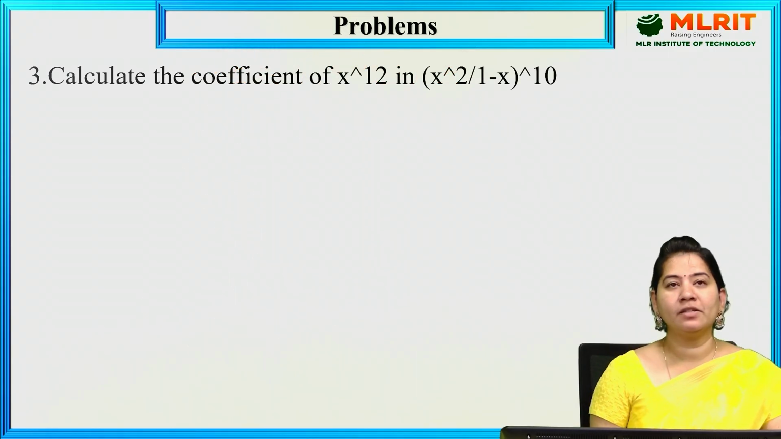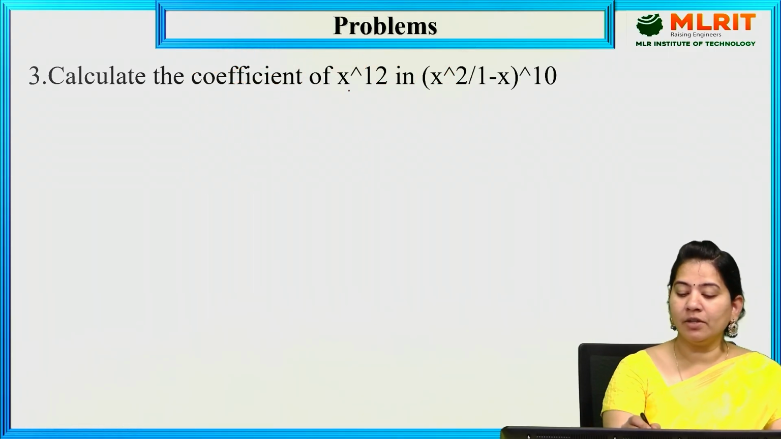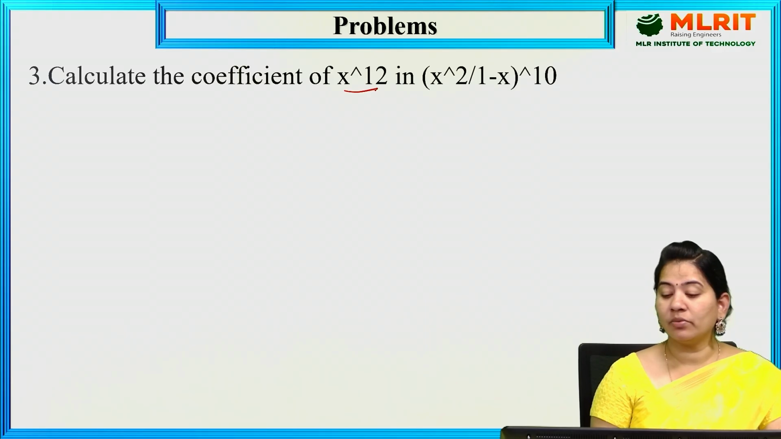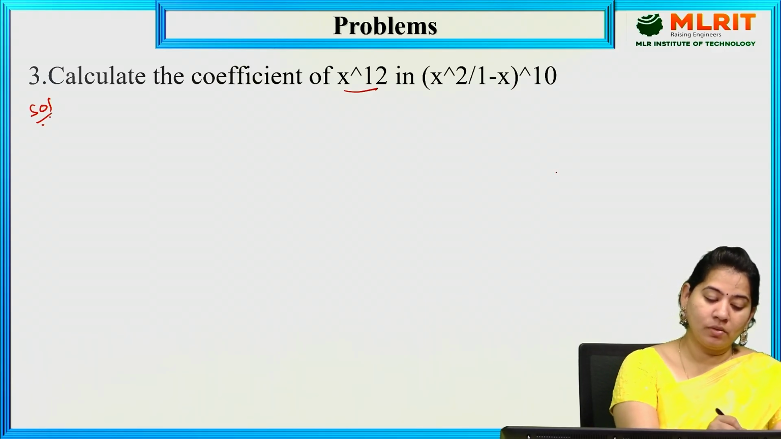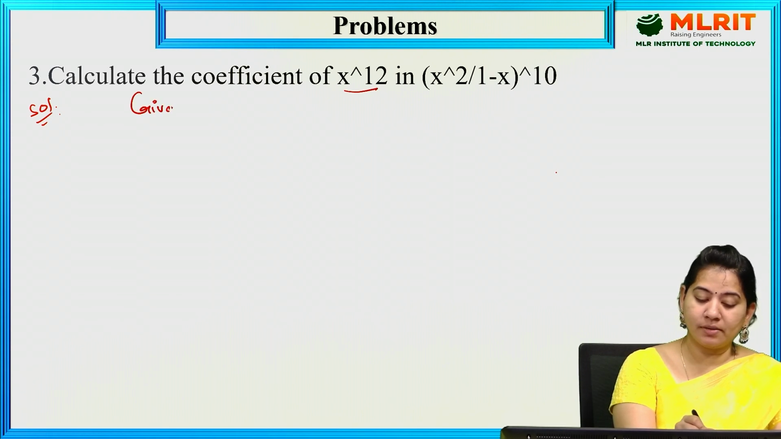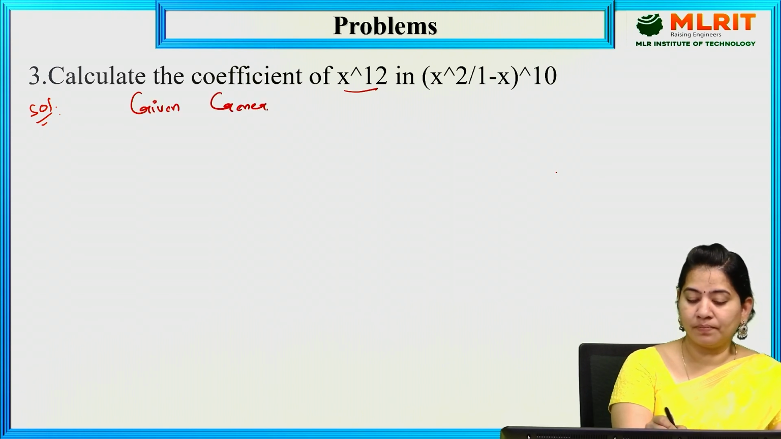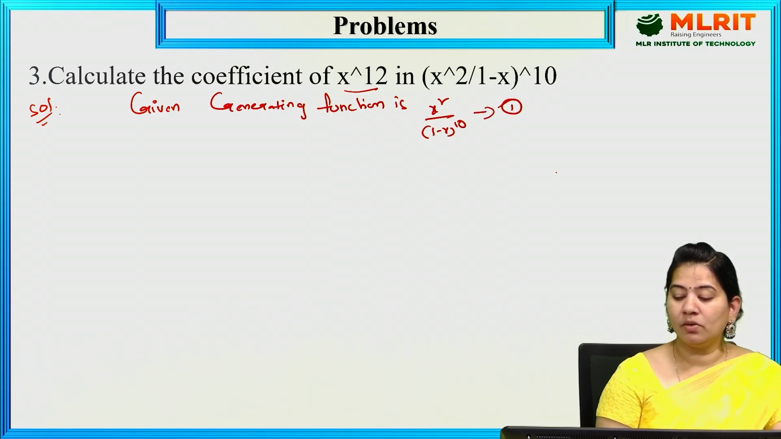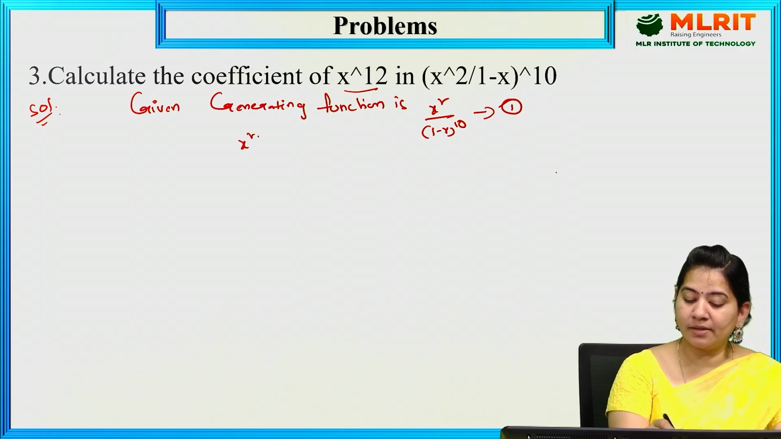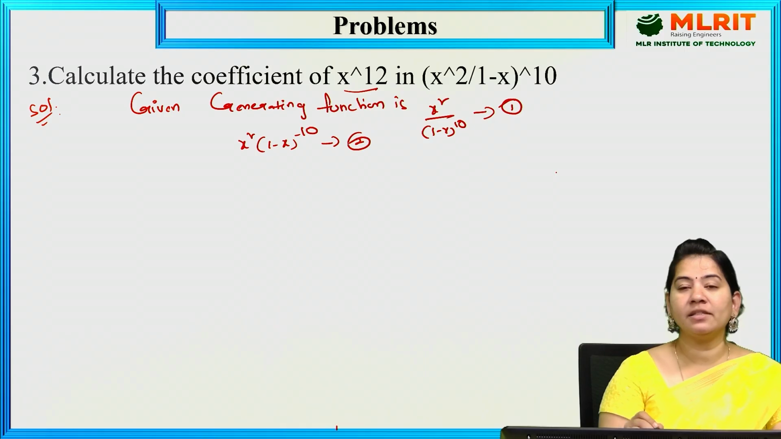The next question, the third question, is: calculate the coefficient of x power 12 in x square by 1 minus x whole power 10. So let us see. The given generating function is x square by 1 minus x whole power 10. This is equation 1. If you modify this, it is x square into 1 minus x whole power minus 10. Let us consider this as equation 2.